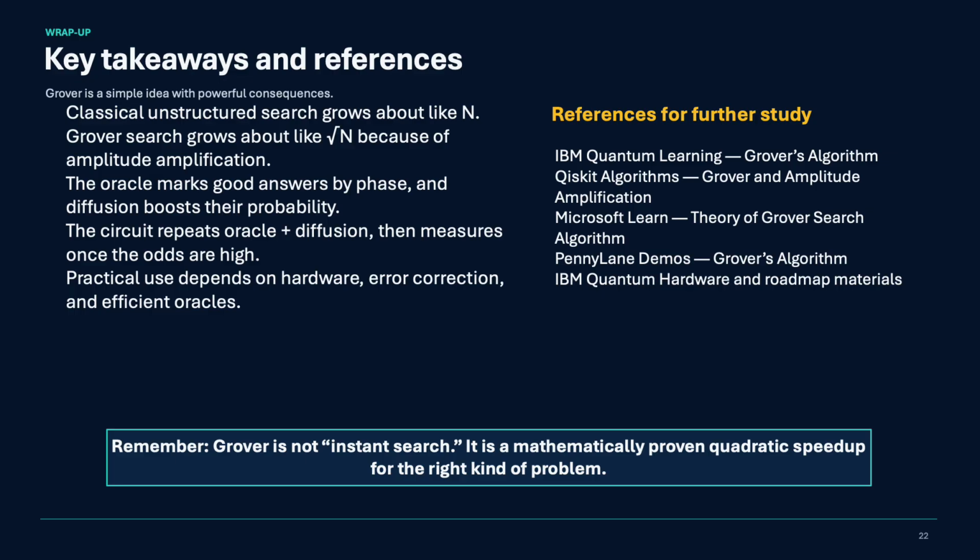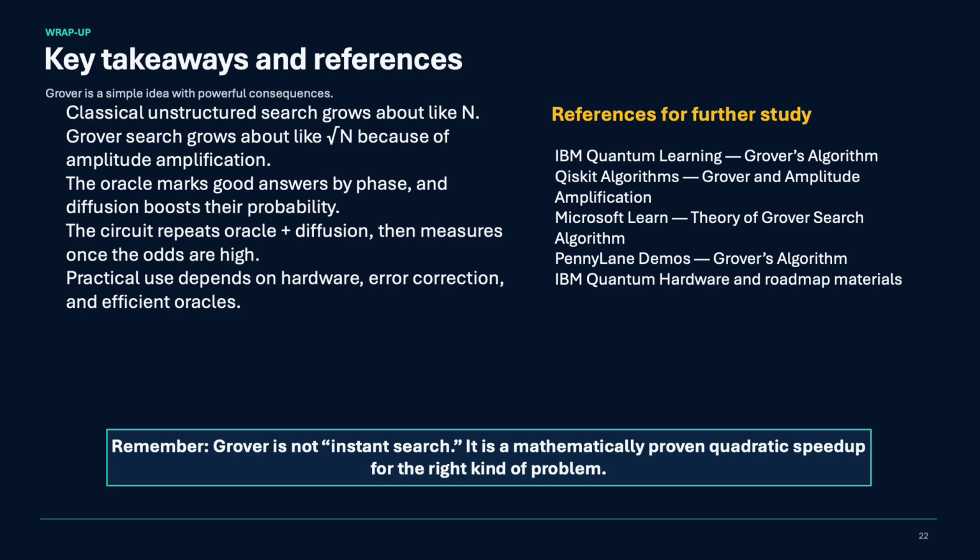Quantum computing is not simply a faster version of classical computing. Let me repeat myself again. Quantum computing is not simply a faster version of classical computing. It gives us new ways of thinking about information, probability, interference, and computation itself.